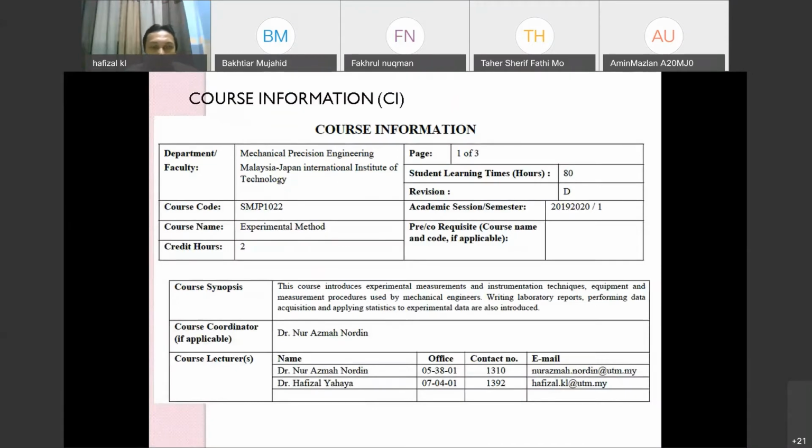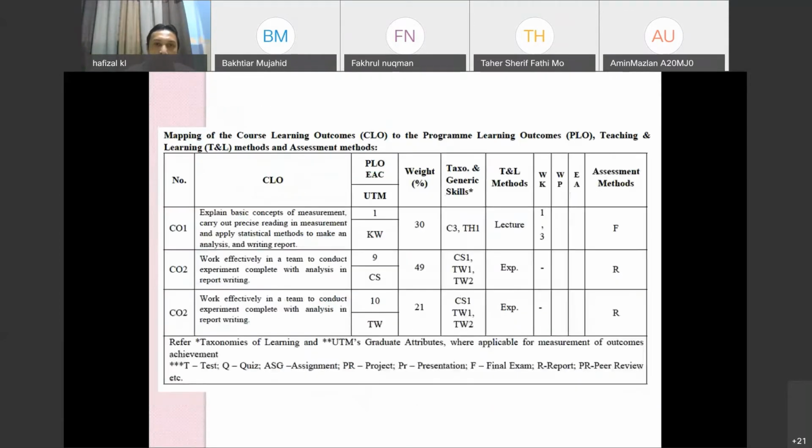So for the course information, after this, I will call it CI, which is the structured information of our course. It covers the name of the course, the code of the course, how long the course is, who the lecturers are, and contact numbers or email. Of course, you need to understand the course information. We call it course learning outcome, or CLO.